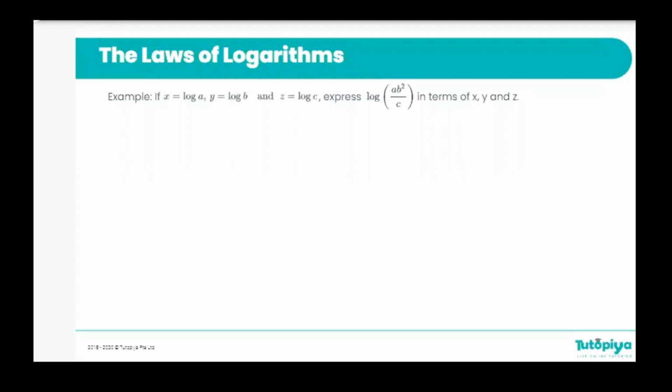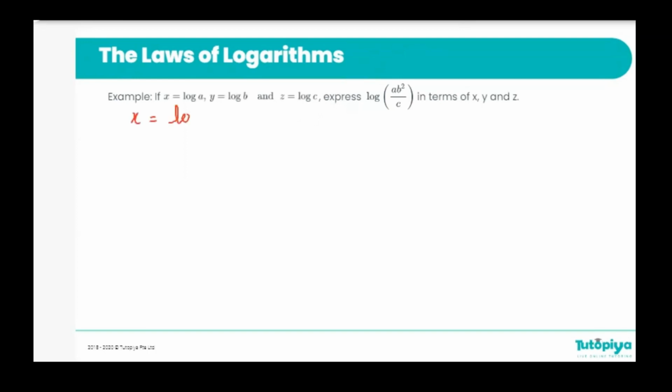Let's look at this example here. It says if x is equal to the log of a, y is equal to the log of b and z is equal to the log of c, express the log of ab squared over c in terms of x, y, and z. And if you've noticed, there are no bases that have been defined here. If they have not defined a base, then we're going to say that the base here should be the base of 10.